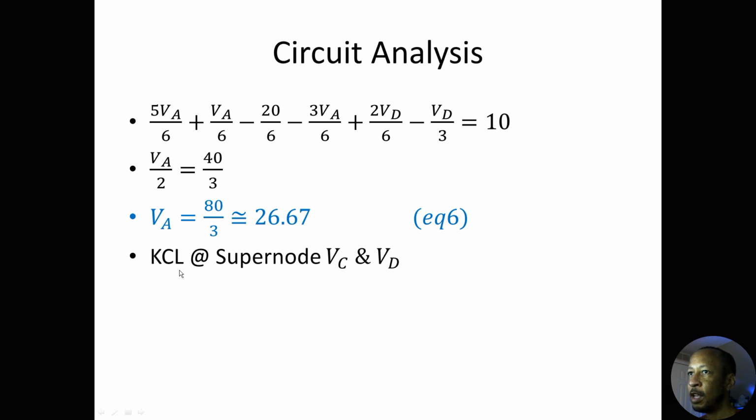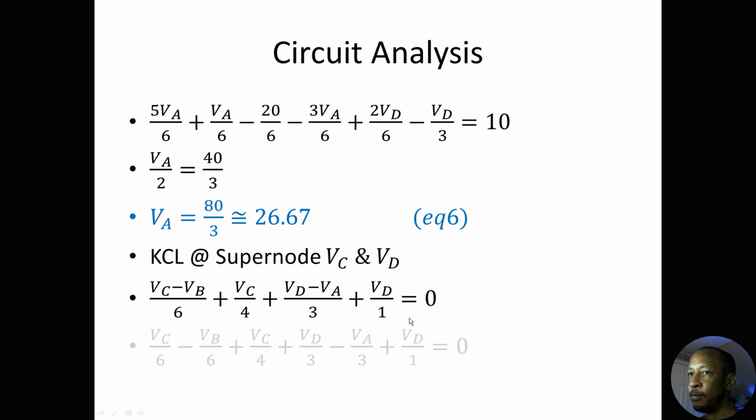Next, I have KCL at supernode VC and VD. That gives me (VC minus VB) over 6 plus VC over 4 plus (VD minus VA) over 3 plus VD over 1 equals 0. Next, that gives me VC over 6 minus VB over 6 plus VC over 4 plus VD over 3 minus VA over 3 plus VD over 1 equals 0.